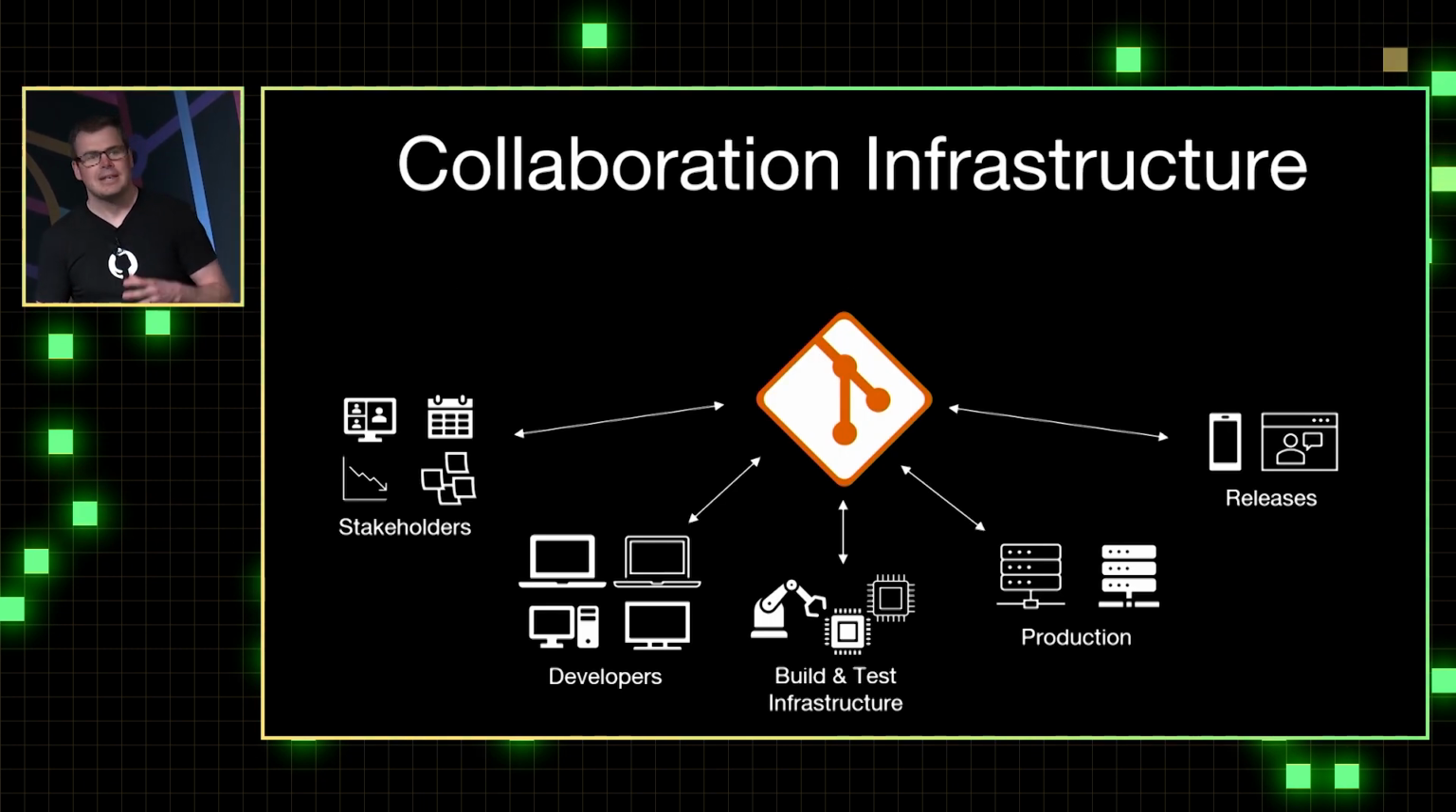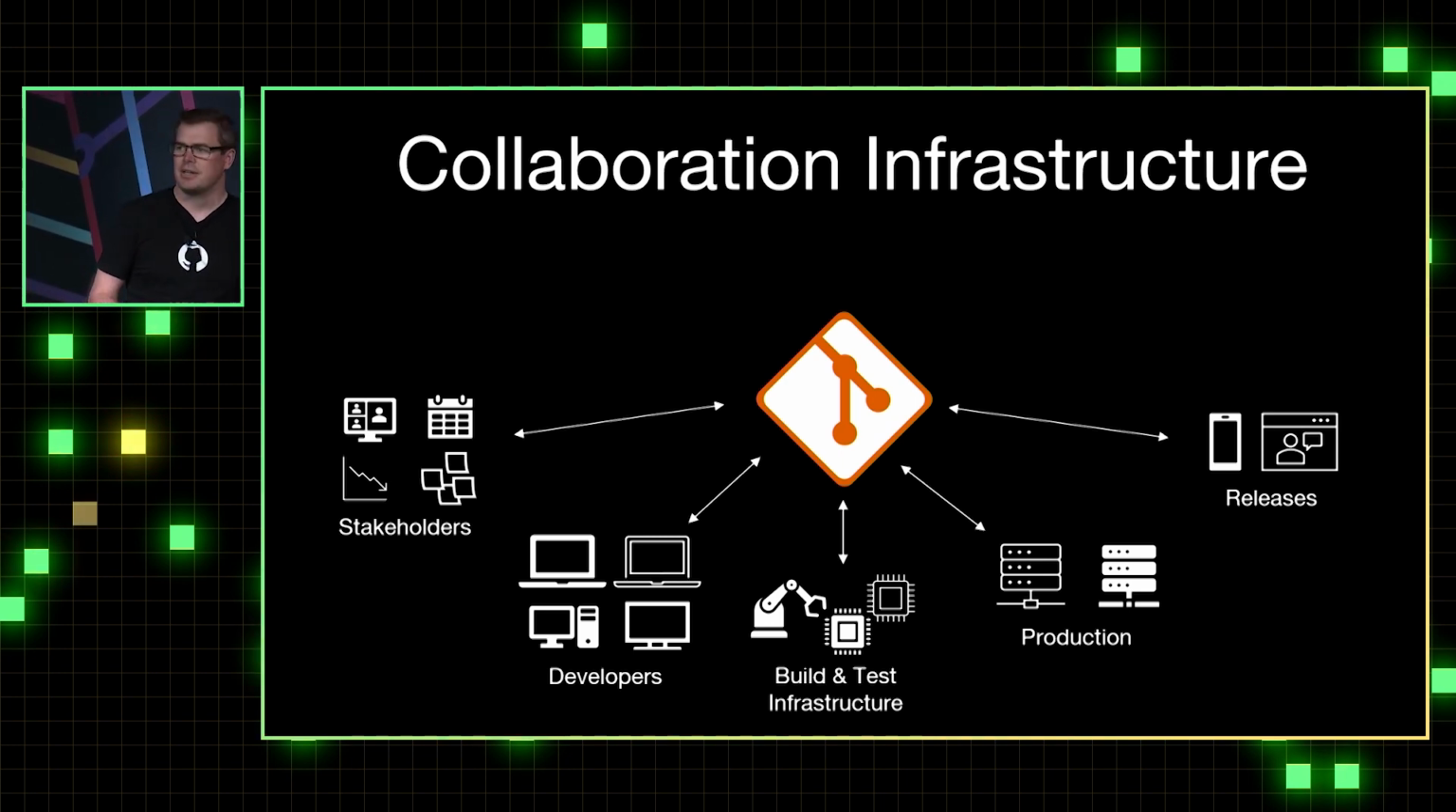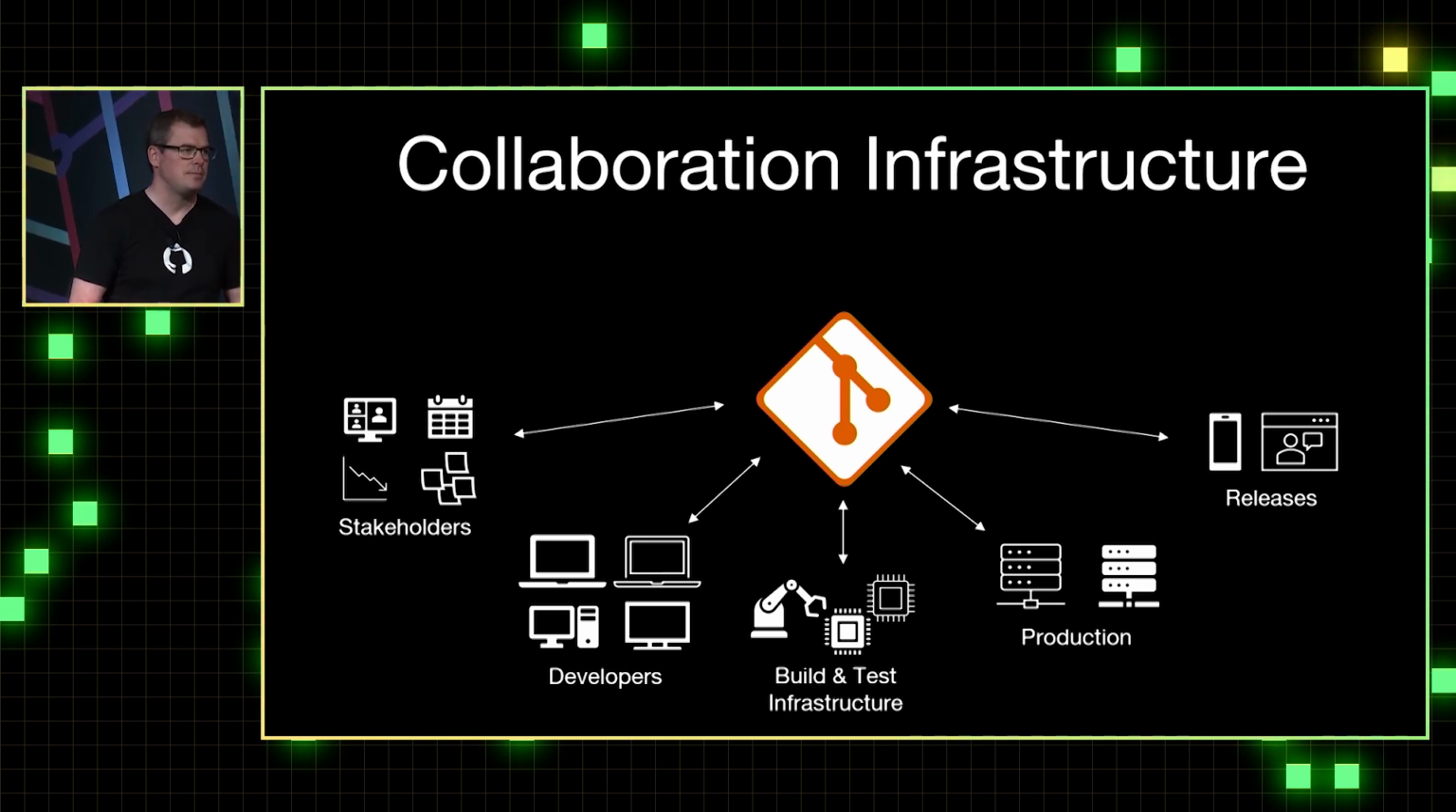When you think about it, Git is the center of our collaboration infrastructure. Not only does it let multiple developers work concurrently on the same repository, but it also links to our build and test infrastructure. It dictates which versions are deployed or released to customers, and stakeholders tend to watch the repository to measure progress.